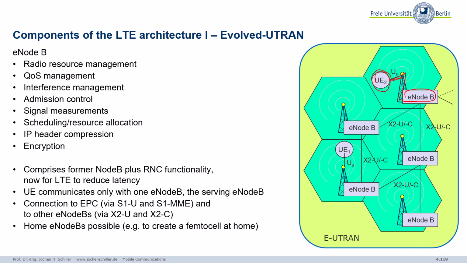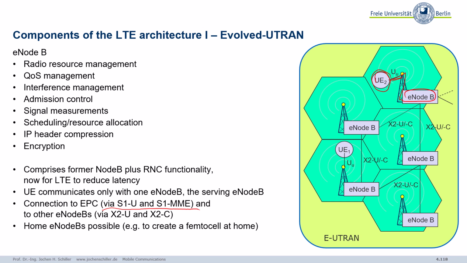The connection to the packet core goes either via the S1 connection. We have a user connection, S1-U, and signaling, S1-MME. The data flow could also be via other E-Node Bs. Then we use the X2 interface, again, user and control.